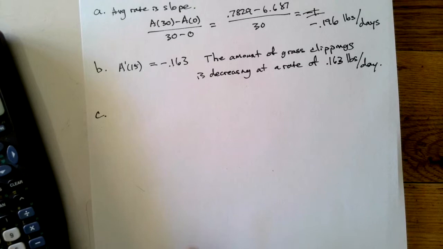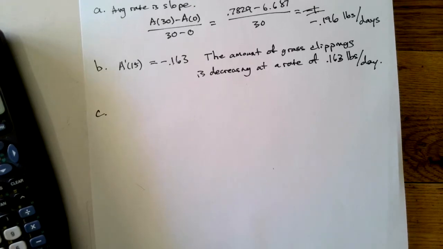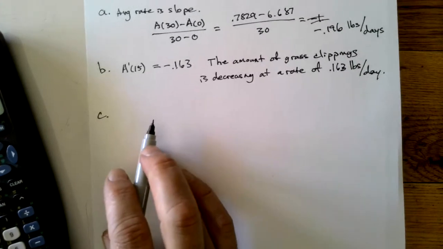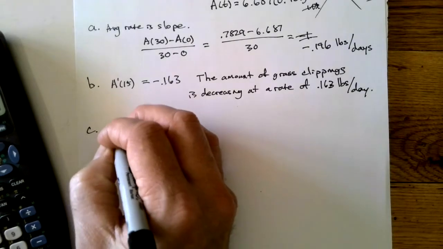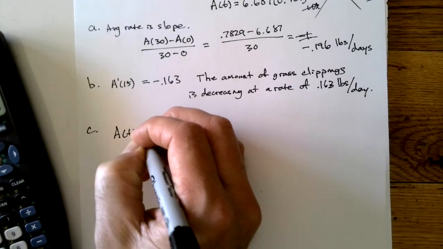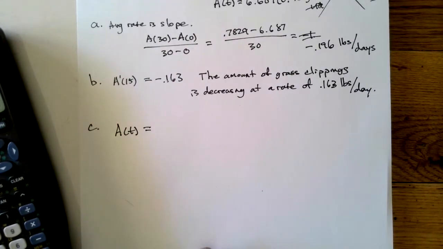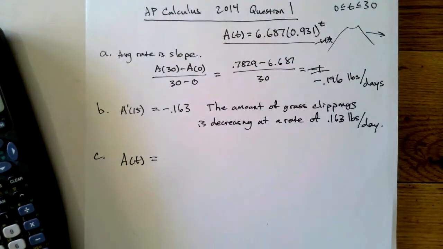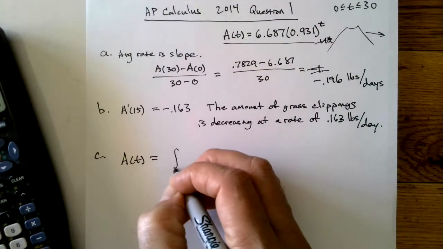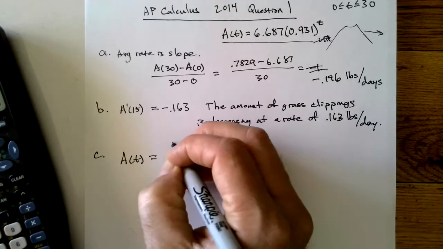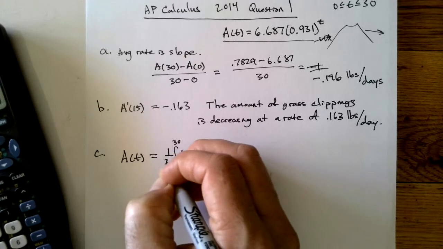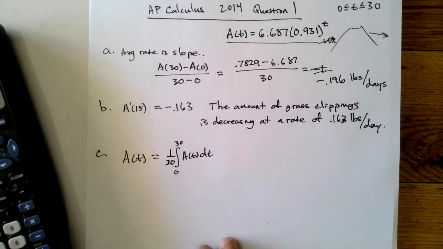Problem C, find the time at which the amount of grass clippings in the bin is equal to the average amount of grass clippings over the interval 0 to 30. That's a little bit complicated. When is the actual amount equal to the average amount? Well, how do we find the average value of the function? We do the integral from 0 to 30 of A of t dt, and 1 over 30 because that's the length of our interval.